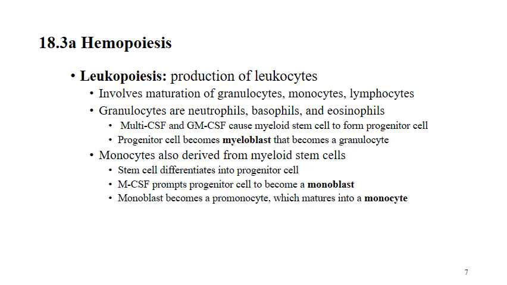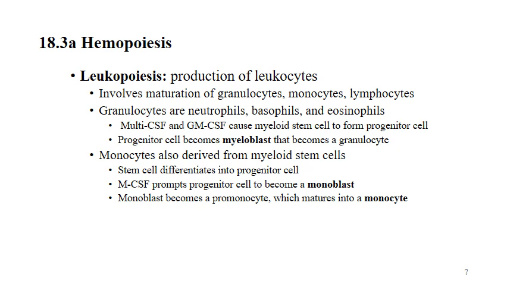All right, so leukopoiesis is the production again of leukocytes. It involves the maturation of granulocytes, monocytes, and lymphocytes. Granulocytes are neutrophils, basophils, and eosinophils. The multi-CSF, or colony stimulating factor, and GM colony stimulating factor cause myeloid stem cells to form progenitor cells. The progenitor cells then become a myeloblast that becomes a granulocyte. So not as many steps as in erythropoiesis.